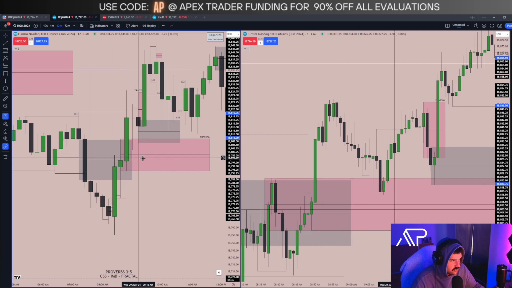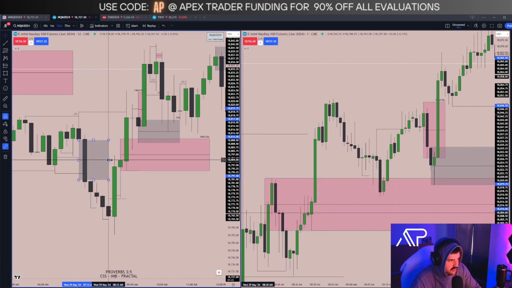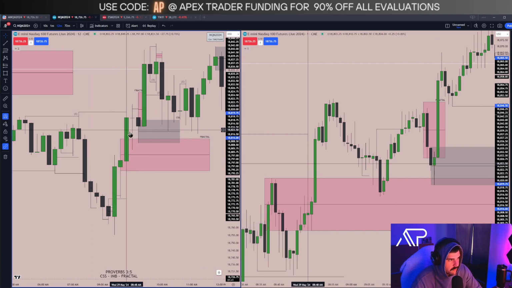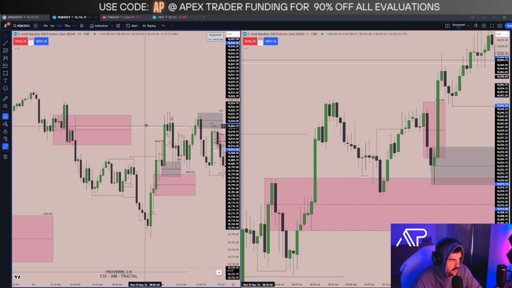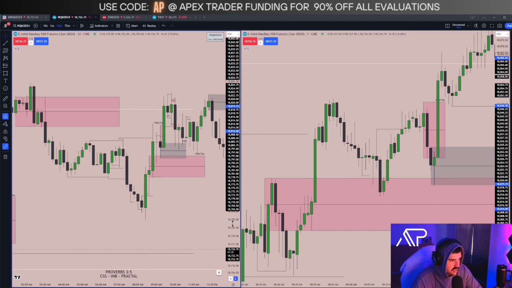Price respects it a little. We get some expansion off of it. Ultimately, what happens here? We close above the imbalance, so automatically we can start to anticipate some form of higher prices, giving a deeper mitigation, right?